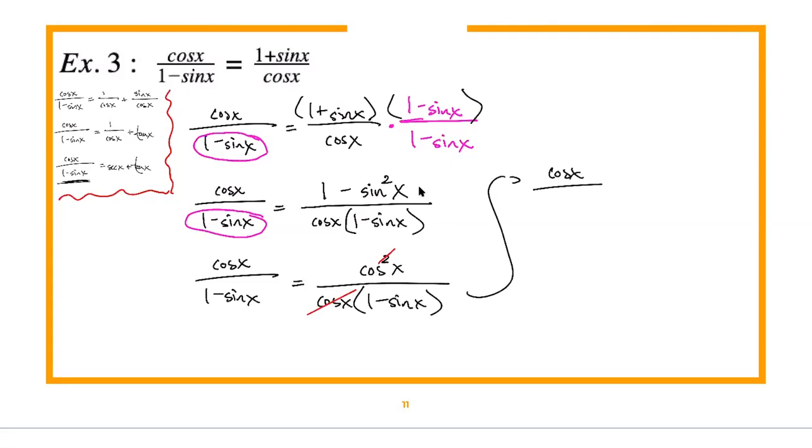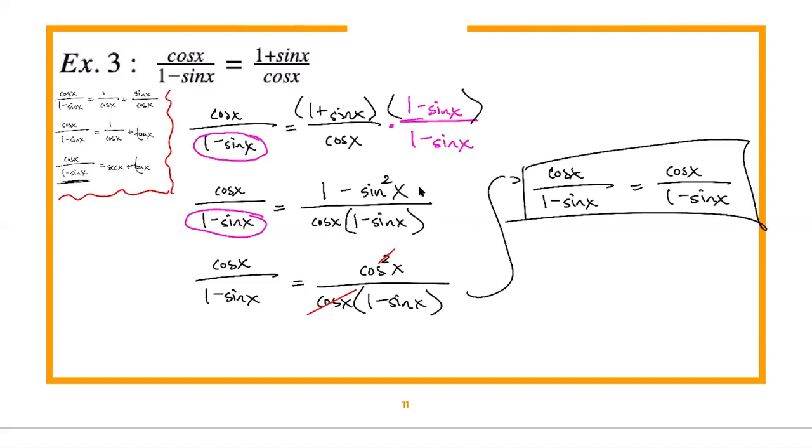The left-hand side equals the right-hand side. Okay.